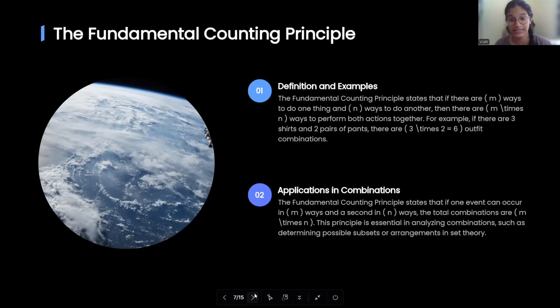Application in combinations. The fundamental counting principle states that if one event occurs in m ways and a second in n ways, the total combinations are m times n. This principle is essential in analyzing combinations such as determining possible subsets or arrangements in set theory.